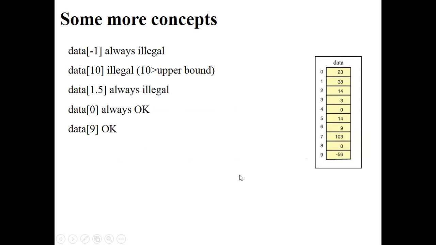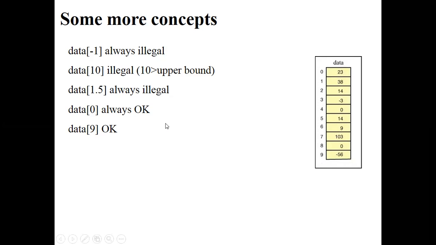Some more concepts: minus one will always be illegal. You know why minus one is always illegal? Because the array starts from zero, so we don't have any minus one. The array index always starts from zero, and minus one is not there. You cannot use numbers above the upper limit. Like if you have 10 students in the class, how can you call the student having roll number 11 or 12? Similarly, if the array's last index number is 9, you cannot call the 10th one because we don't have it.